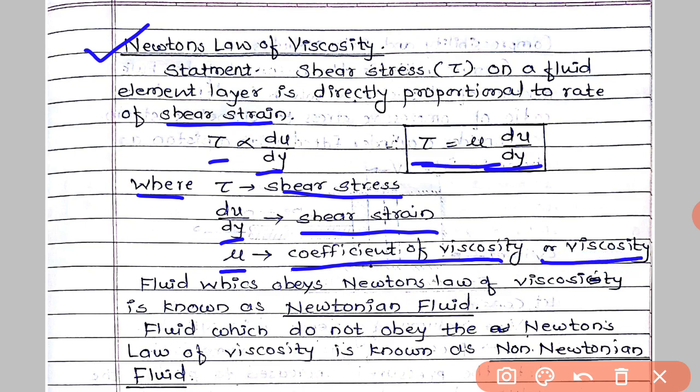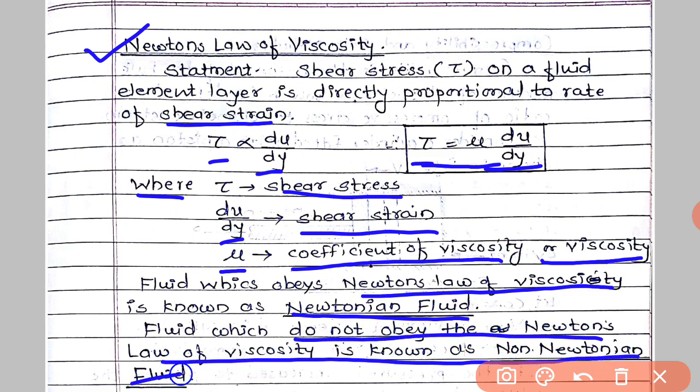So Newton's law of viscosity states that shear stress on a fluid element layer is directly proportional to the rate of shear strain or velocity gradient. There are two types of fluid based on Newton's law of viscosity, Newtonian fluid and non-Newtonian fluid. The fluid which obeys Newton's law of viscosity is called a Newtonian fluid, and the fluid which does not obey Newton's law of viscosity is known as a non-Newtonian fluid. So this is Newton's law of viscosity.